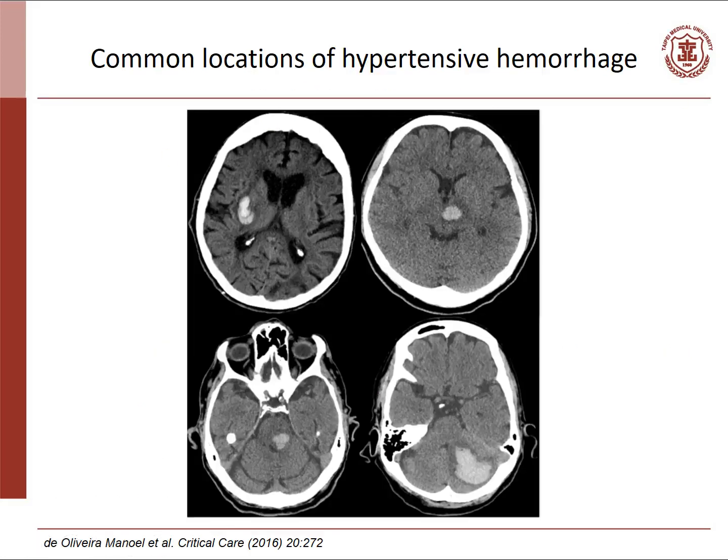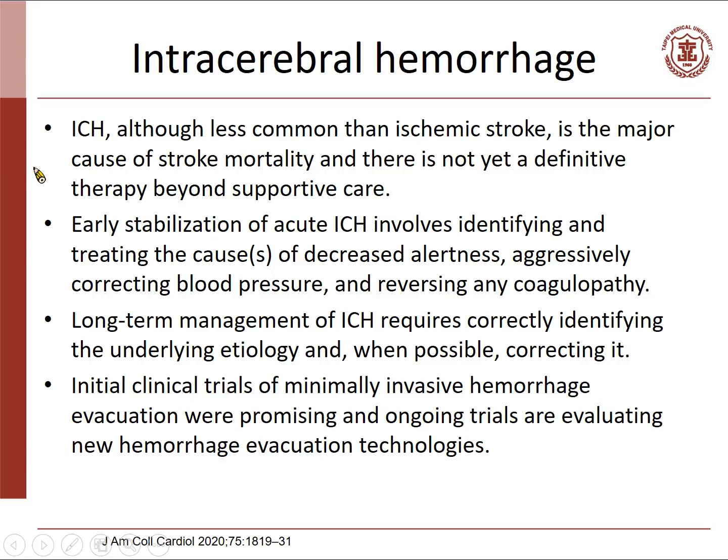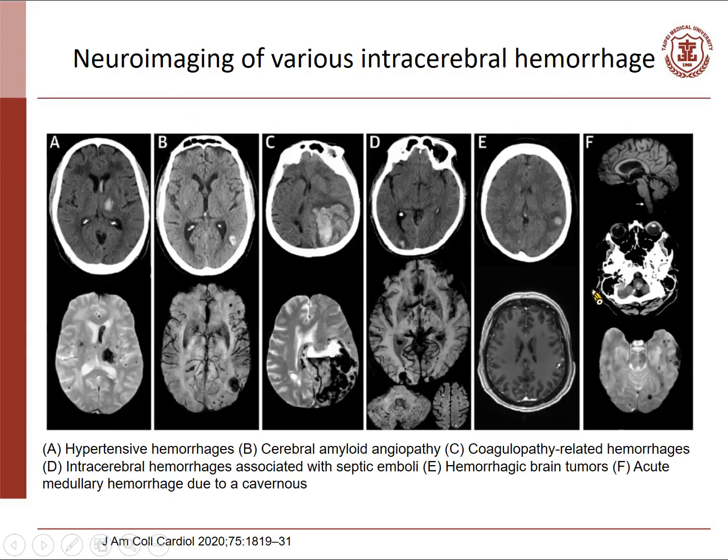How about the intracerebral hemorrhage? Intracerebral hemorrhage can appear, as we have mentioned before, in the basal ganglia, thalamus, brainstem, cerebellum. How about the treatment of acute care? Let me see. We'll go faster.